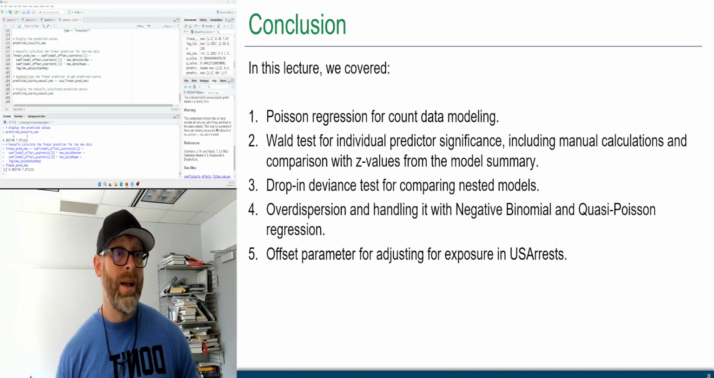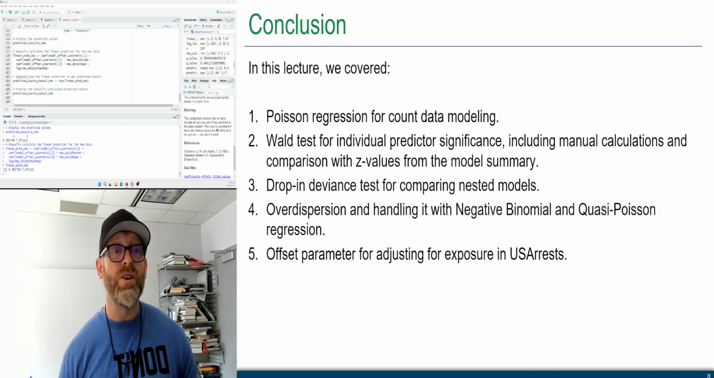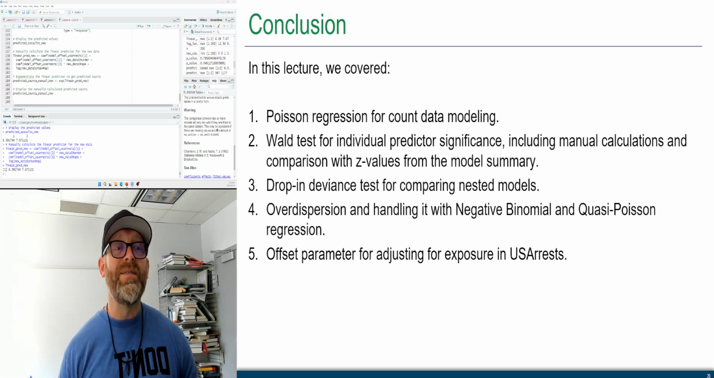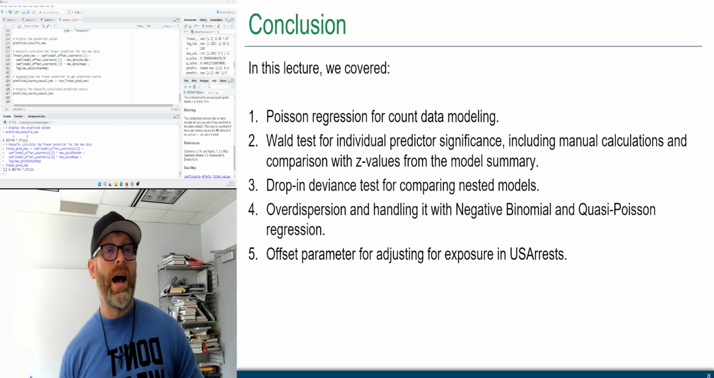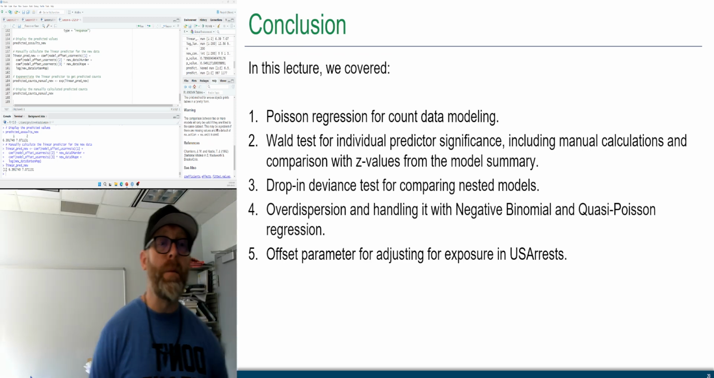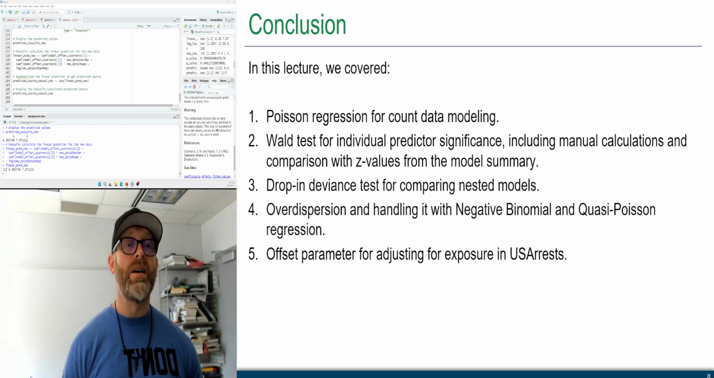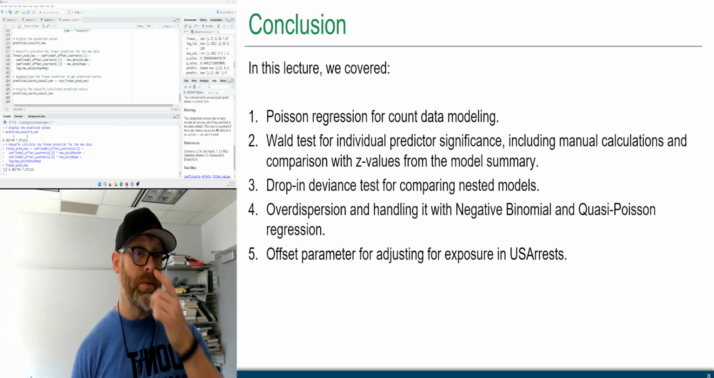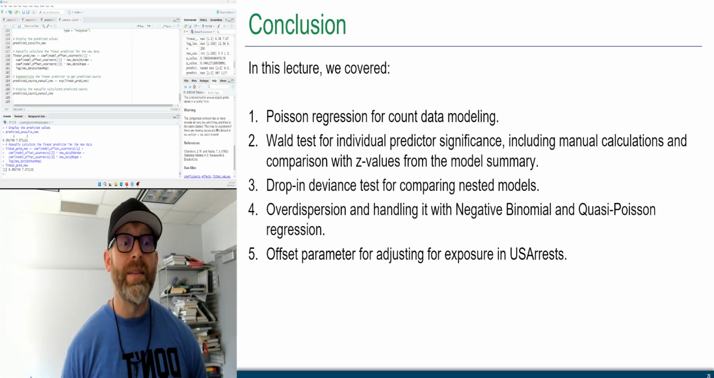Yay! So, a conclusion here to wrap everything up. In this lecture, we covered Poisson regression for count data modeling. We created a data set to be able to do this. We looked at the Wald test for individual predictor significance, including manual calculations and comparison with the Z values from the model summary. We did a drop-in deviance test for comparing nested models. We talked about over-dispersion, and how we handle that using negative binomial or quasi-Poisson. And lastly, the offset parameter.